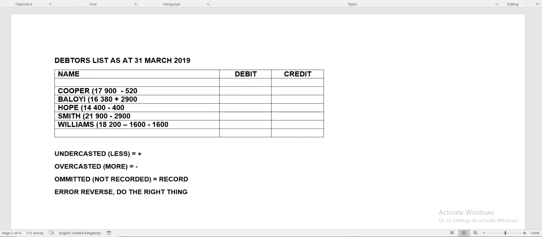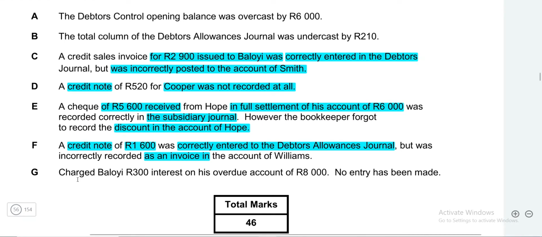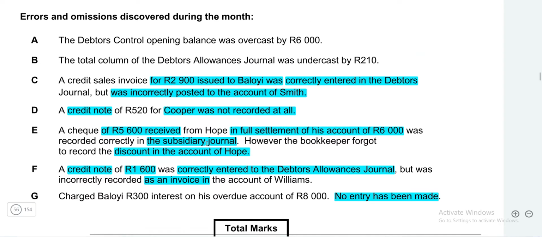So let's go to the last transaction and hear what they are saying to us. Here they're saying that we charged Baloyi 300 interest on his overdue account of 8,000. So this person was owing us and then we charged him interest for that. And then they are saying that no entry has been made, so meaning that this was not recorded at all. So they're indirectly telling you that you need to make the entry. And remember, we charged him interest, but it doesn't appear anywhere, so we need to record both on Baloyi's list and also in the control account.